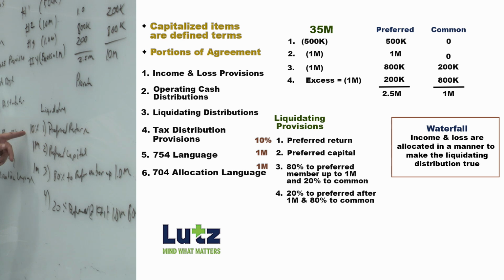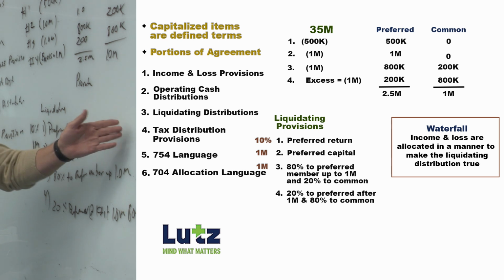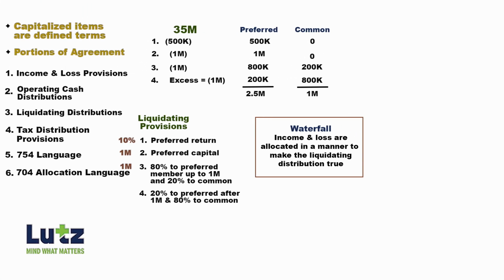We went for a period of how many years, Brad? 5. How much was generated each year? 100,000. So 500,000 is the first piece of that liquidating provision that has to be allocated because we got to allocate income to make our liquidating provision true. The next piece goes to our preferred return. Goes 100% preferred. The next million is 80-20 with preferred winning 80%.